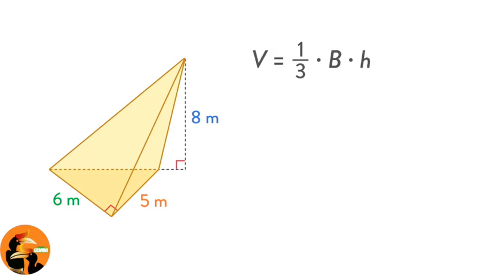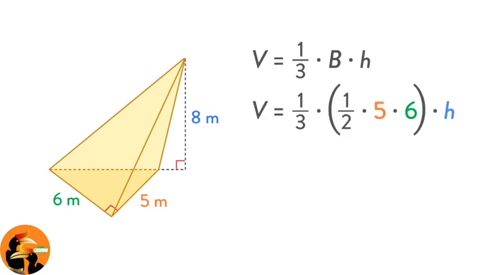First, let's find the area of the base, a right triangle. The triangle has a base of 5 meters and a height of 6 meters. So its area is 1/2 times 5 times 6. Multiplying, the area of the base is 15 square meters.